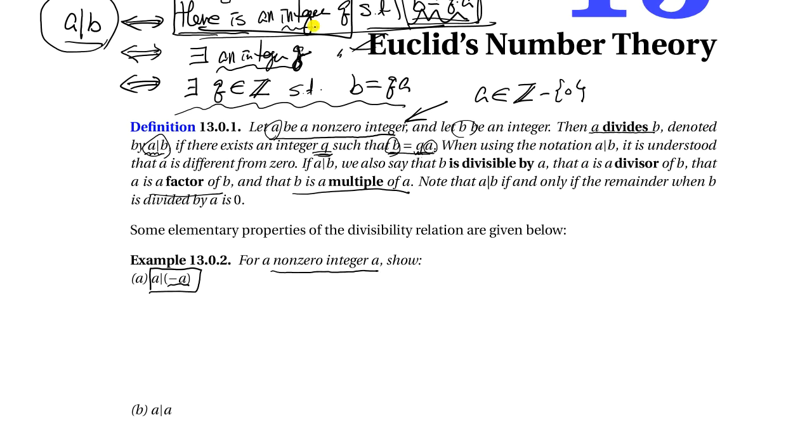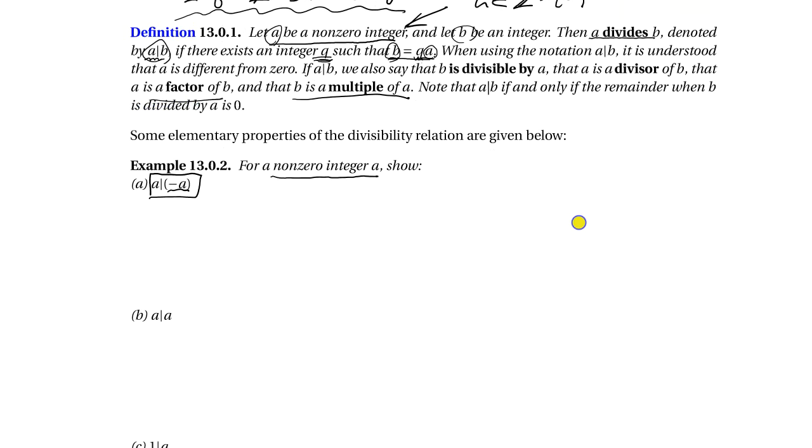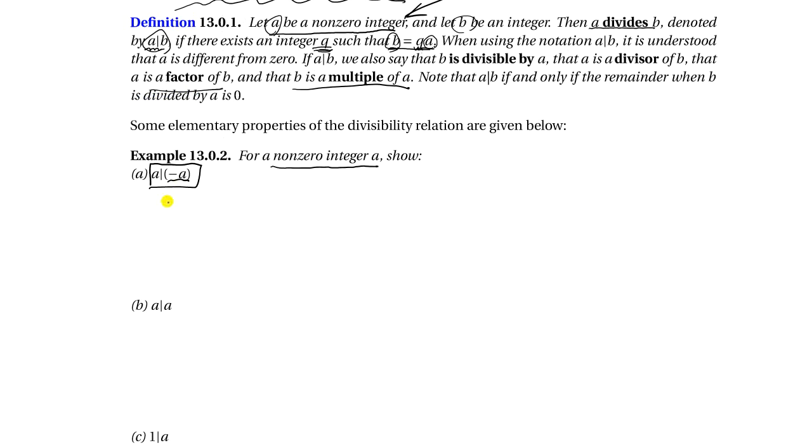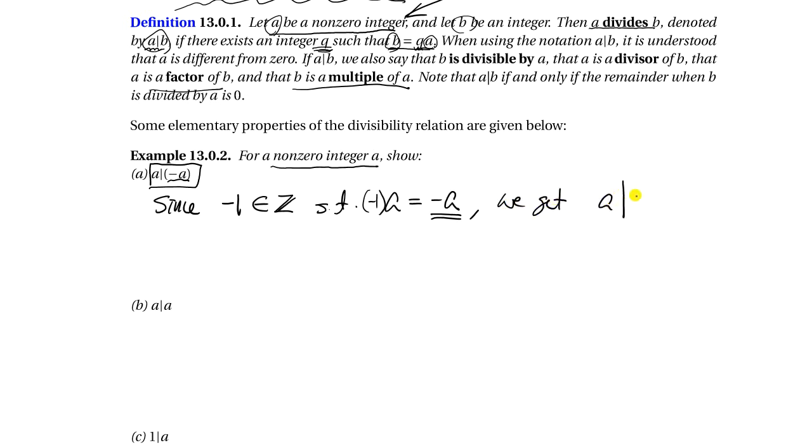And that must be an integer, right? So you have to mention that. So we can say since -1 is an integer, and it satisfies that a times -1 becomes negative a, which is b, right? So b equals that q times a. That's what we have, right? Therefore, we can say a is a divisor of negative a.